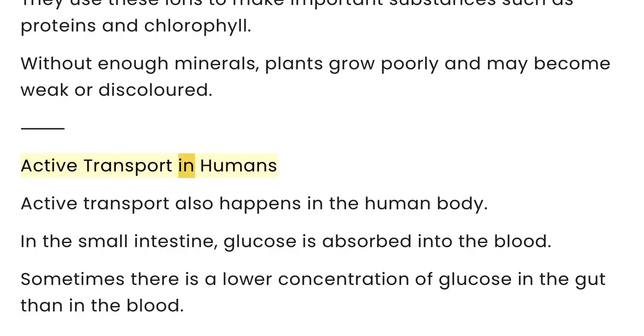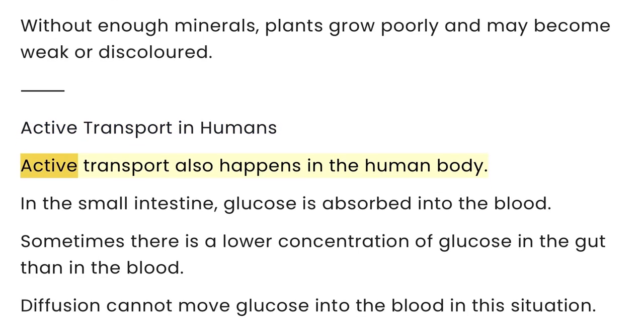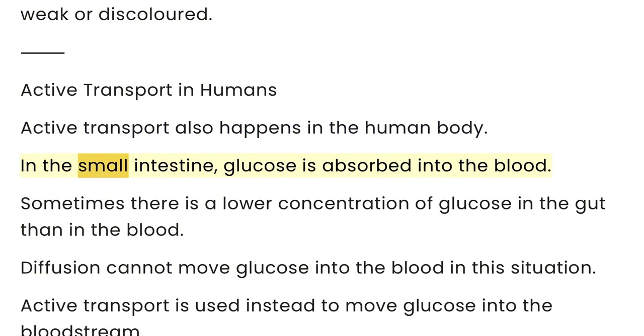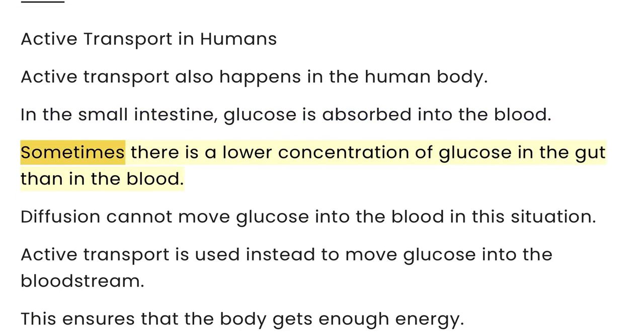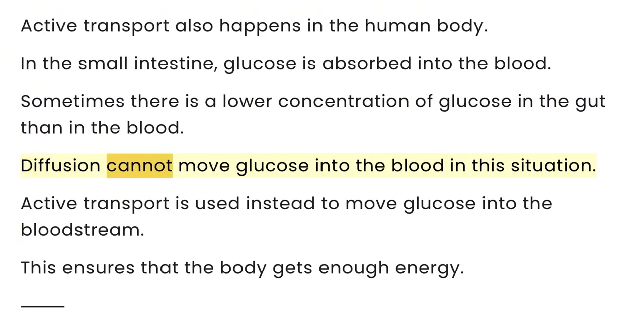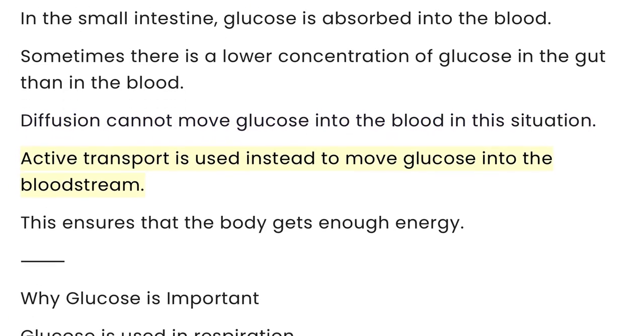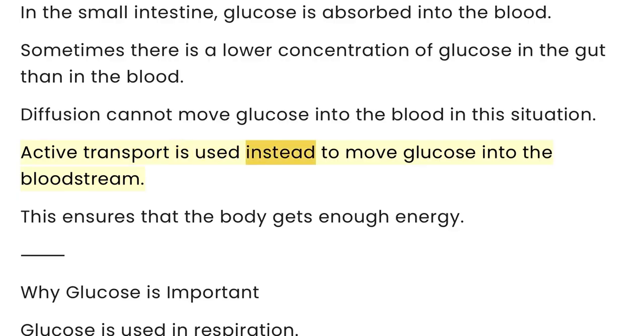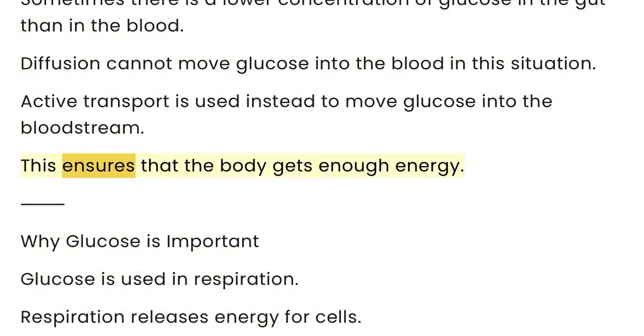Active transport in humans. Active transport also happens in the human body. In the small intestine, glucose is absorbed into the blood. Sometimes there is a lower concentration of glucose in the gut than in the blood. Diffusion cannot move glucose into the blood in this situation. Active transport is used instead to move glucose into the bloodstream. This ensures that the body gets enough energy.